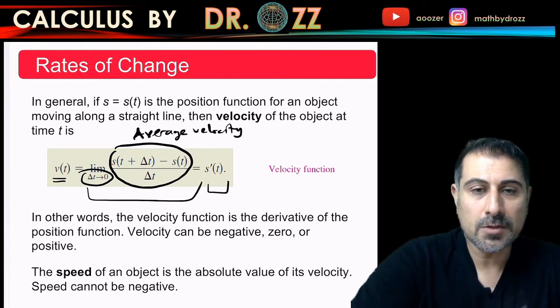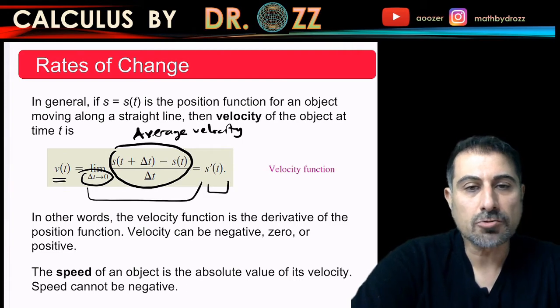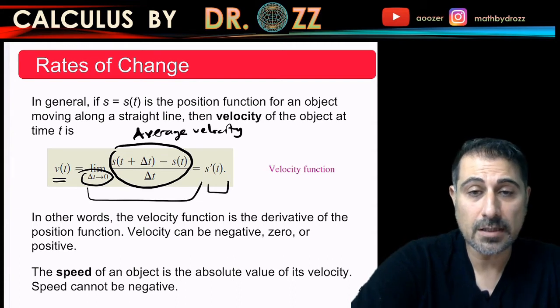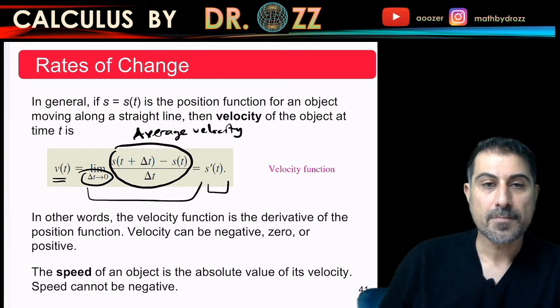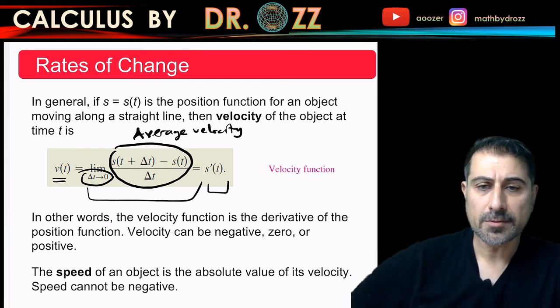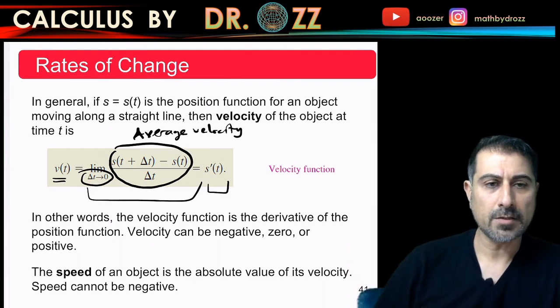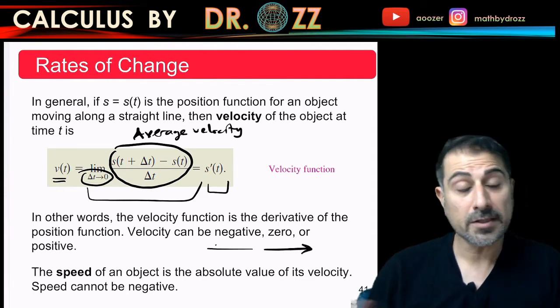So if you know the position function, in other words, you know exactly what the trajectory of the moving object is, by taking the time derivative of that, you can find the velocity, or instantaneous velocity, of the object. And velocity can be negative, zero, or positive. Negative means you're going in the opposite direction based on the origin. So let's say if the positive direction is this way, if your velocity is negative, that means you're going in this direction.